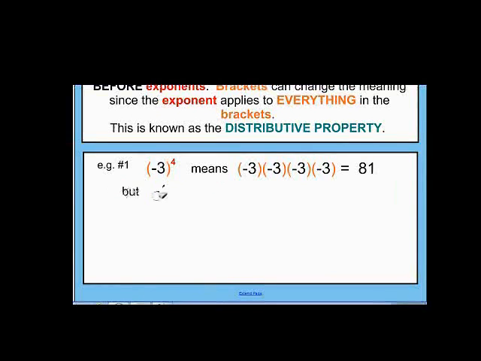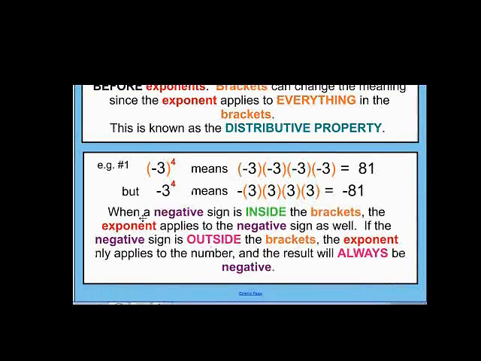Now, if we take a look at another thing that might look similar, here we've got negative 3 to the power of 4, but without the brackets. Now, why this is different is because the 4 exponent only applies to the base of 3, not to the negative. So this here means negative, and then I've shown the brackets here just to show that it's only the 3 that gets multiplied over and over again. We'd still have 81, but in this case, the whole thing becomes negative. We end up with negative 81 instead of positive 81. Again, a different meaning altogether.